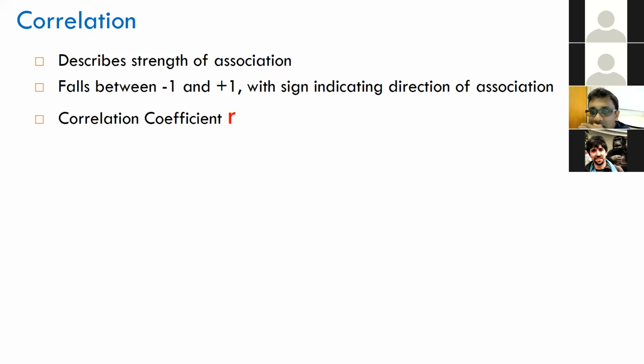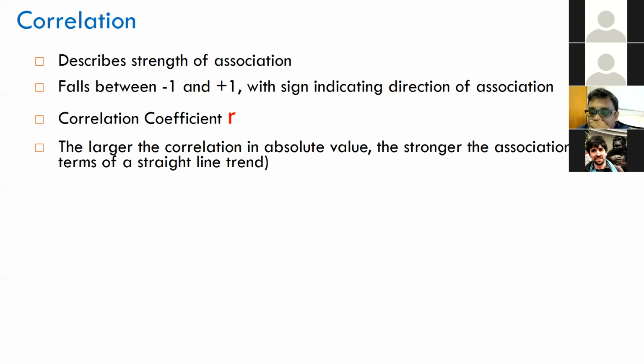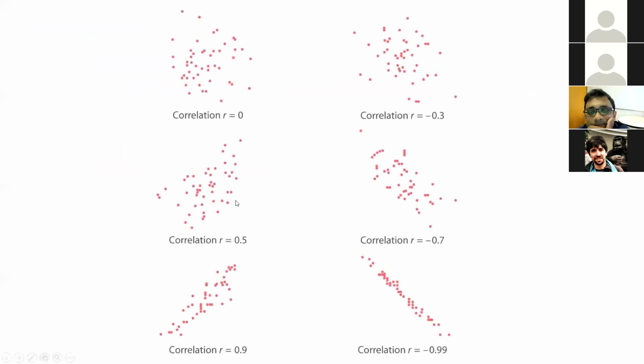Or 0, 0 is there's no. So you get the larger correlation, higher the correlation in absolute value, you can say, okay, there's a strong association between two variables. But if you get the negative one, again, you can say there's a strong negative association between two variables. So these are kind of a couple of correlations.